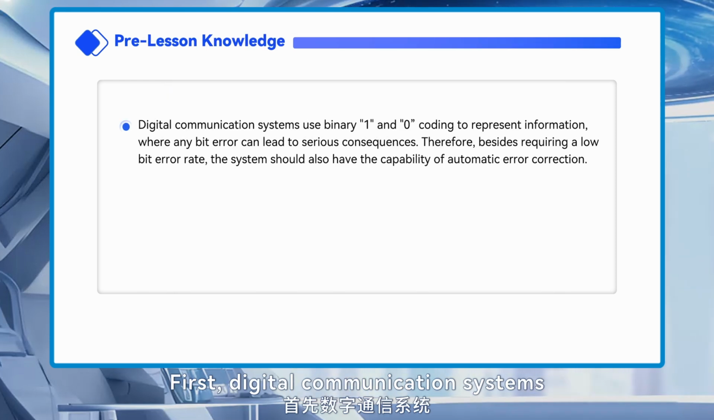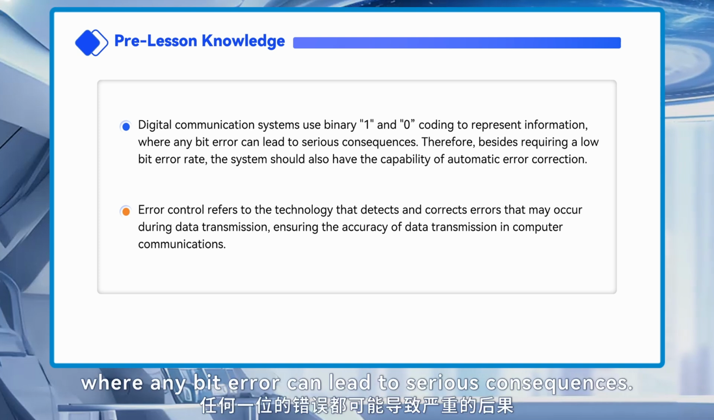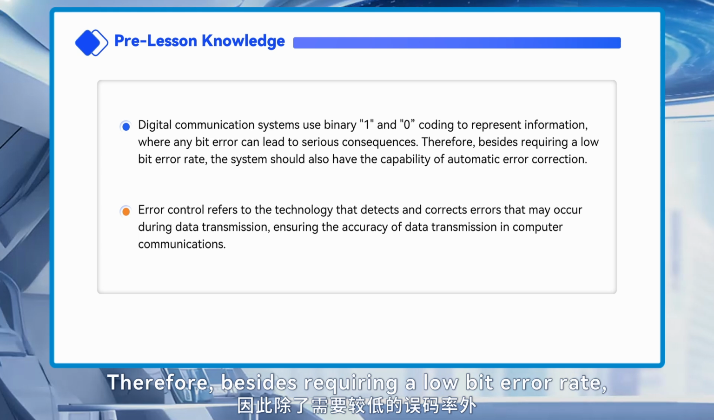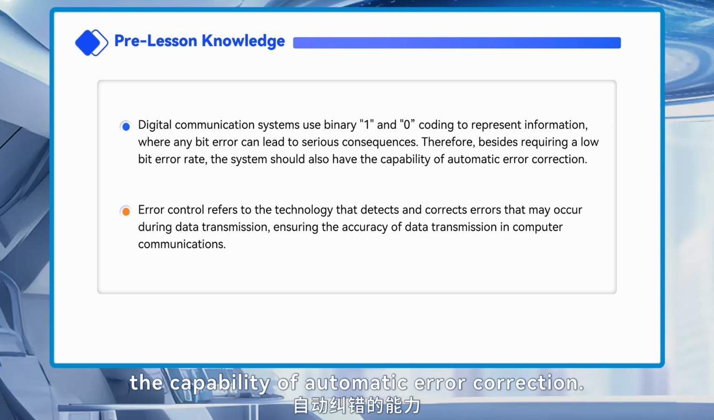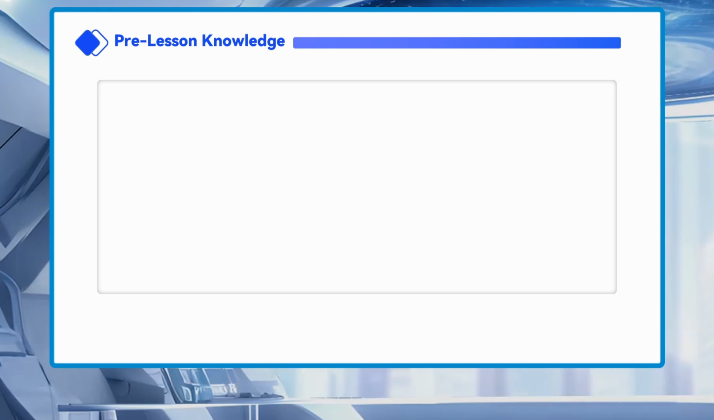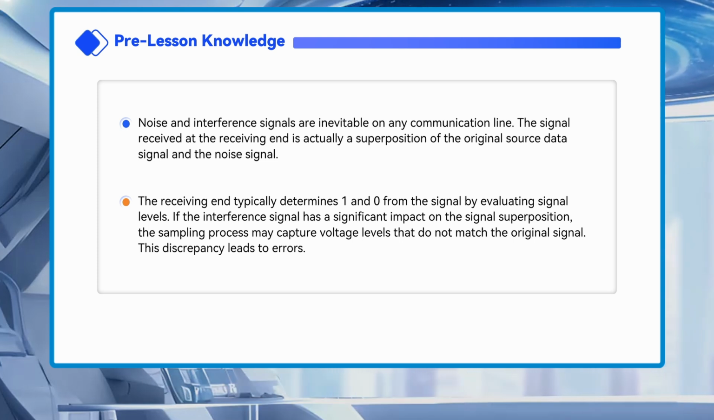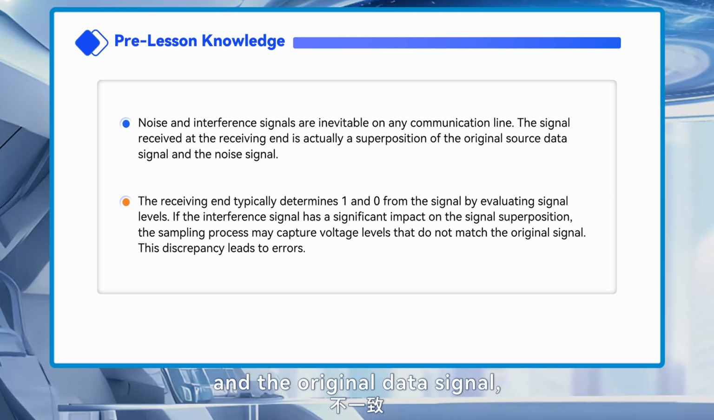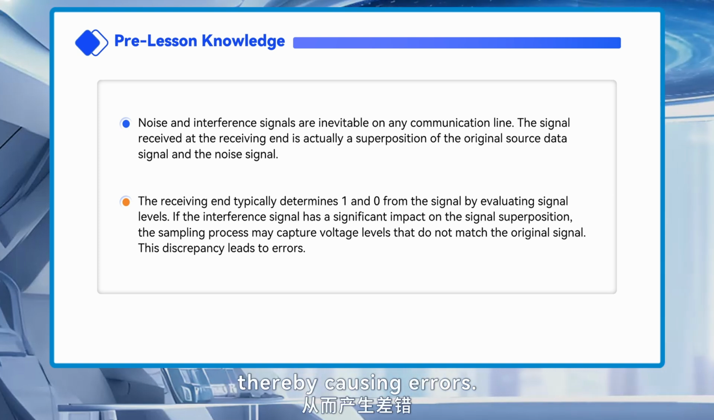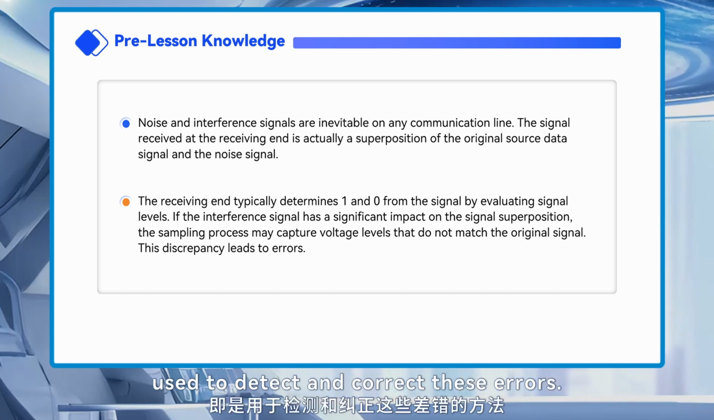First, digital communication systems use binary coding to represent information, where any bit error can lead to serious consequences. Therefore, besides requiring a low bit error rate, the system should also have the capability of automatic error correction. Noise and interference signals are inevitable on communication lines, leading to discrepancies between the received signal and the original data signal, thereby causing errors. Error control techniques are methods used to detect and correct these errors.